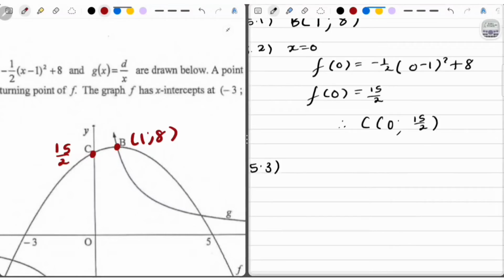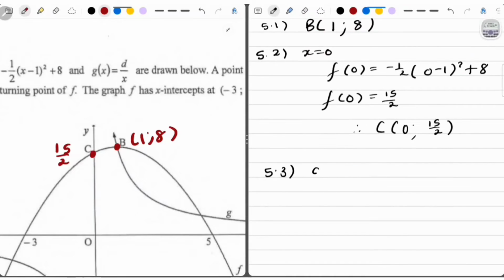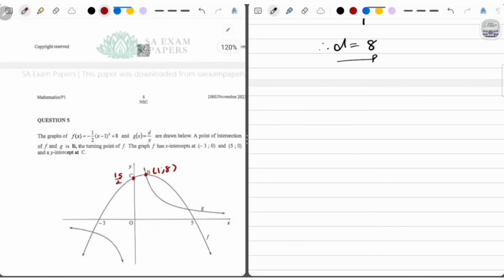We already had that. So I can find this by saying g of x is equal to, we have d over x, and we're just going to substitute. The x value is 1 and the y value is 8. So 8 is equal to d over 1. D divided by 1 is d, so d is equal to 8. Okay, so that's our answer. D is actually equal to 8. Moving on to the next question.